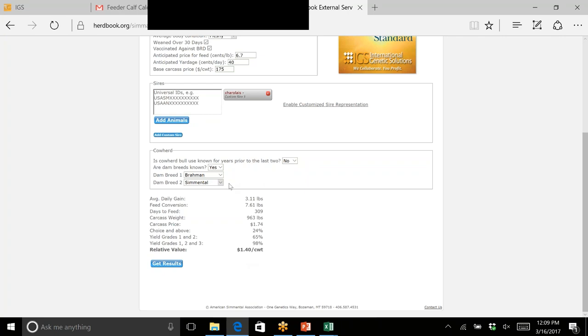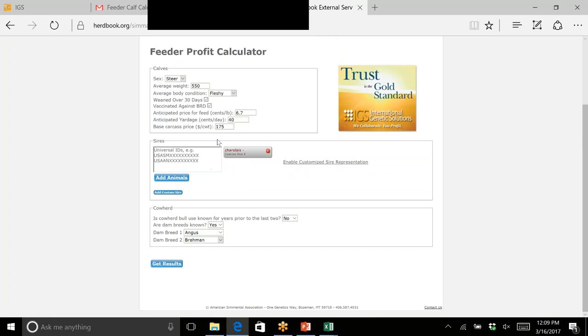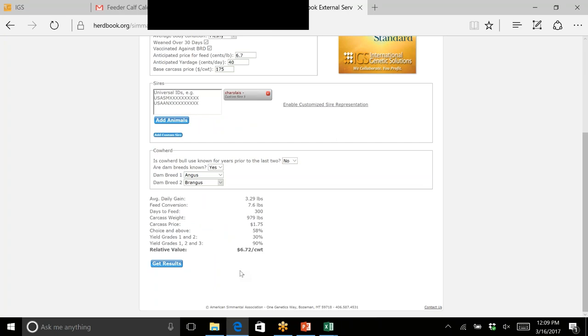So, just out of curiosity, do an Angus Brangus cross. That'd be kind of that ultra black type. That'd be about as close as we can get. Oh, I hit the wrong button. Sorry. Hold on. Okay. You can see that pushes that Brahman content down relatively low at that point.